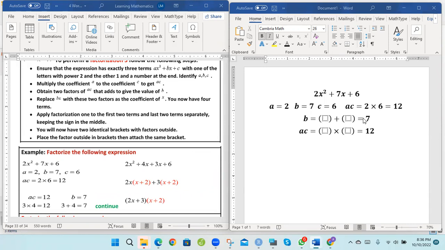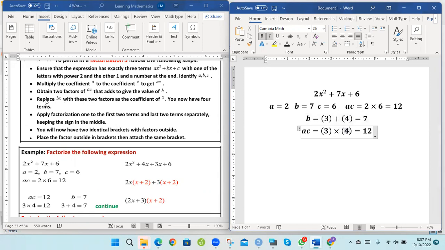So you can start with 1. 1 and 12, 1 times 12 is 12, but 1 plus 12 is 13. No, it can't be 1. What about 2? 2 sixes are 12, yes, but 2 plus 6 is 8. No. Then you go on to 3. 3 fours are 12, and 3 plus 4 is 7. It must be 3 and 4. 3 plus 4 is 7, and 3 times 4 is 12. Those 2 factors, for this example, are 3 and 4.